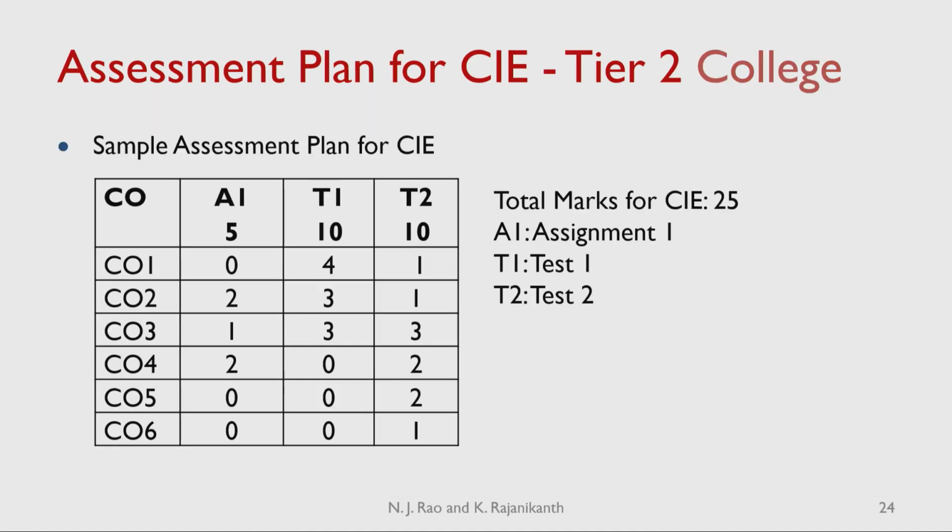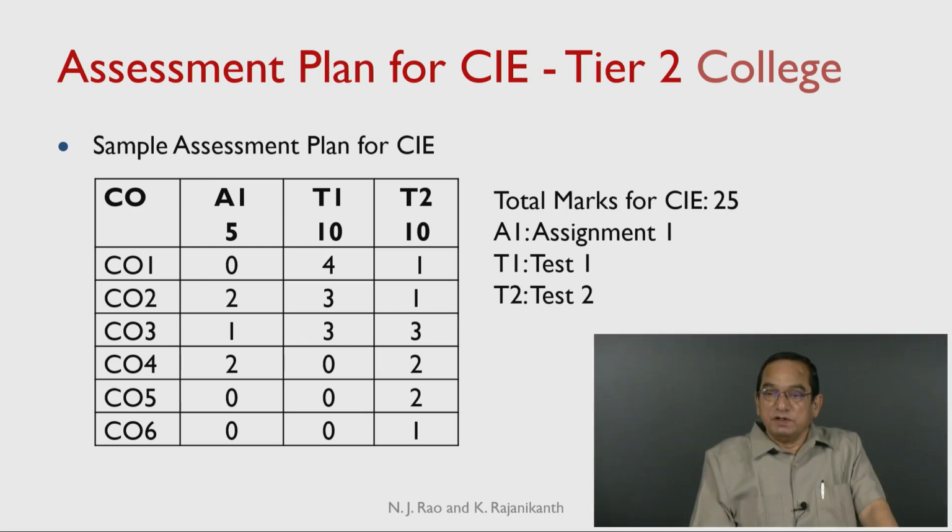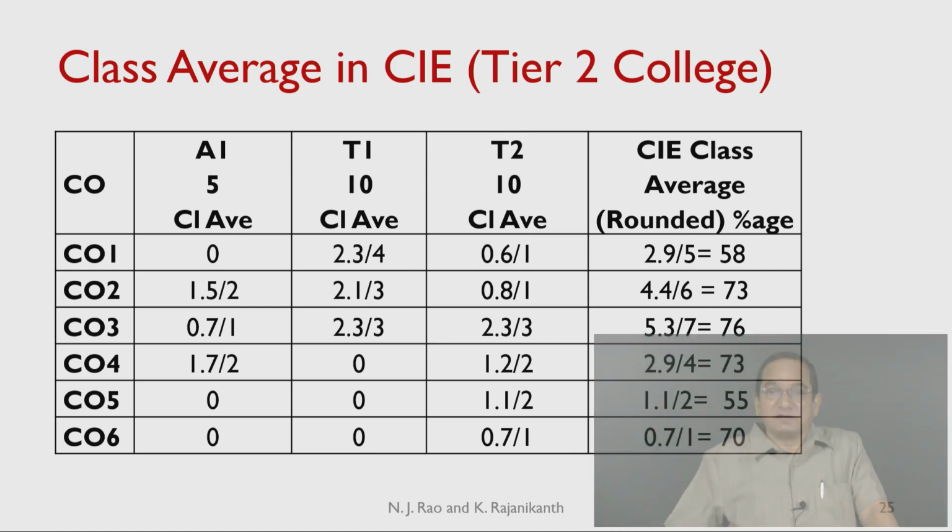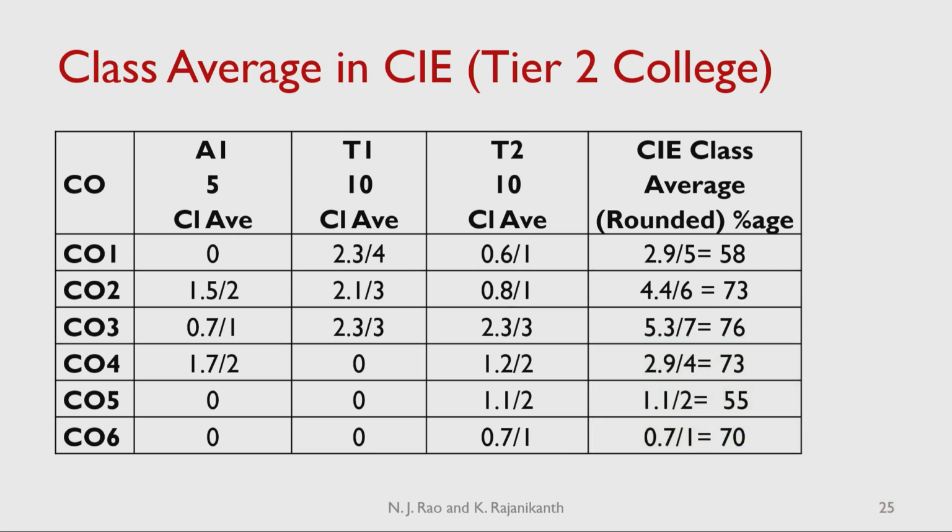A similar calculation we can see for Tier 2 college. This process is quite similar to what we have done for Tier 1 college, except that the SEE data is used differently, because in a Tier 2 institute, we will not be able to get question-wise marks of the students. So the sample assessment plan for CAE is quite similar. The total marks for CAE are 25: one assignment and 2 tests. And the class averages in the institute are computed as we did with Tier 1 college, and the percentages are shown in the last column.